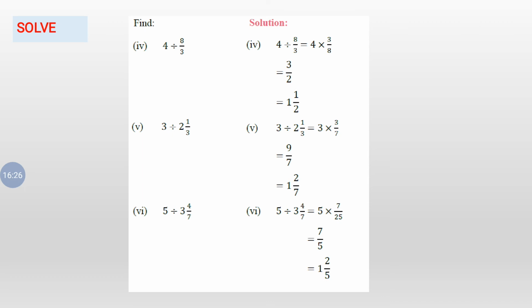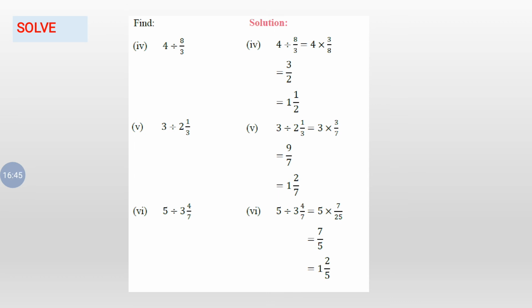So the product of the numerators with the product of the denominators. 3 3s are 9, 1 7 is 7. So 9 by 7. So the improper fraction is converted into a mixed fraction. So we get the value 1 2 by 7.